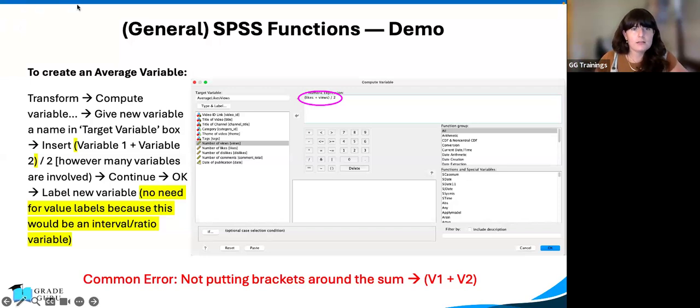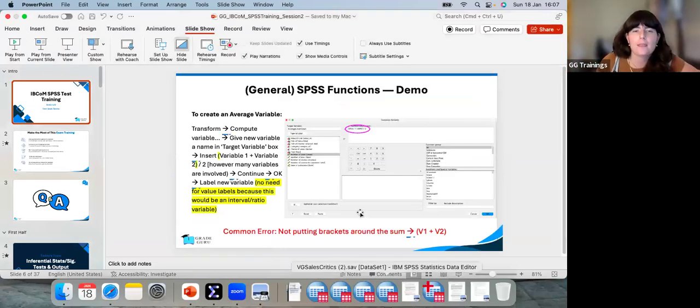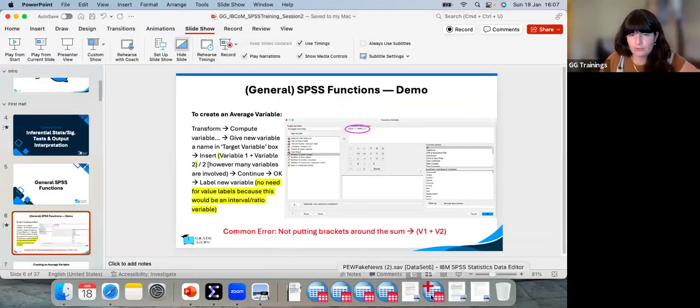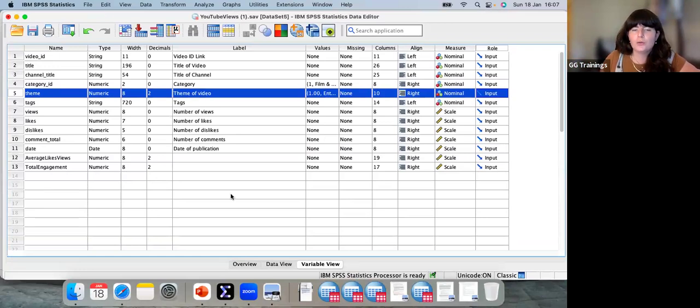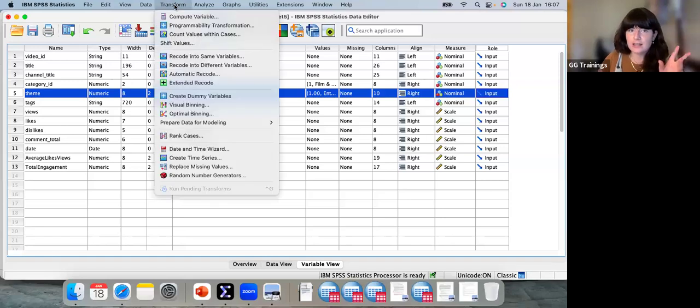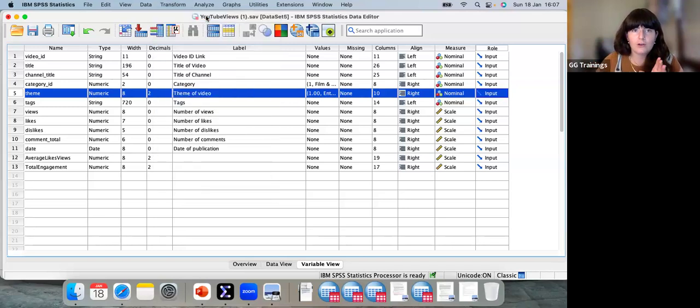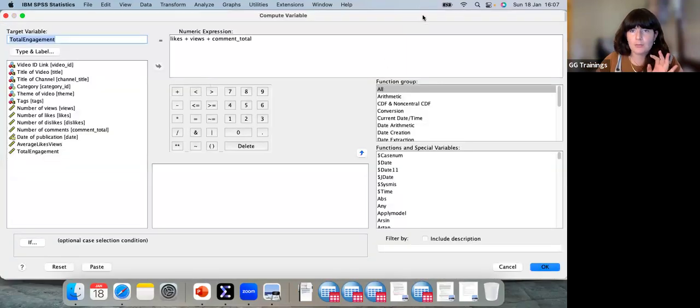So let's exit this, if it's going to allow me to. There we go. We're going to do YouTube views as our demo. Remember, whenever we're messing with a variable, creating a new variable, it's always in transform. Yesterday, we went into recode into different variables. Today we're going into compute variable. Those are the only 2 that you would use when you're messing with a variable. So compute variable, and this is what should pop up.